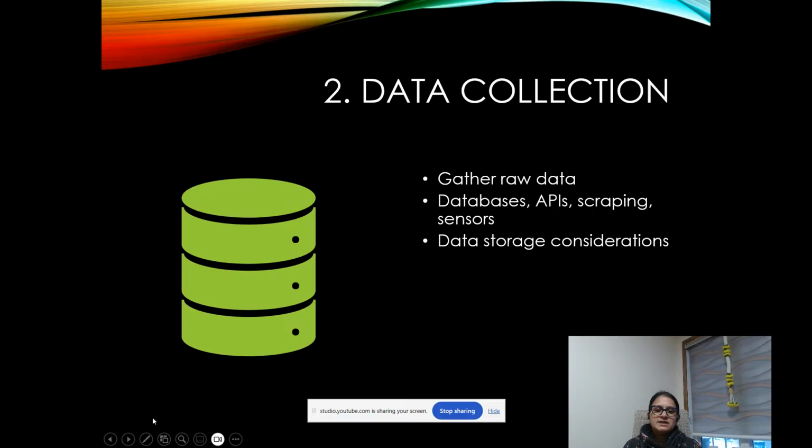And next is data collection. This is actually the hardest part. When we are at a learning stage, in my time, I found it very easy because I was getting a CSV file. I downloaded the data, I knew where to download it from. But in real time, when I started working, it was hard.